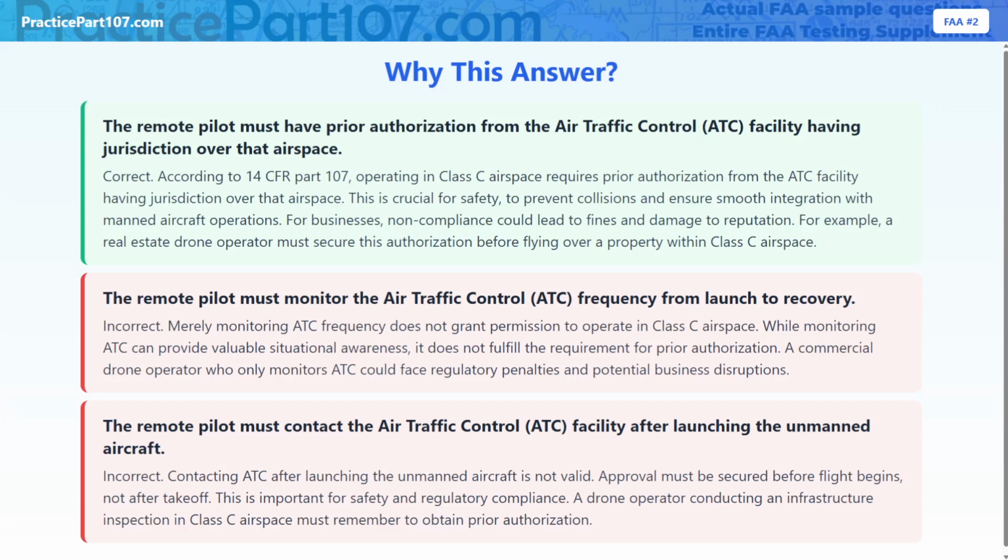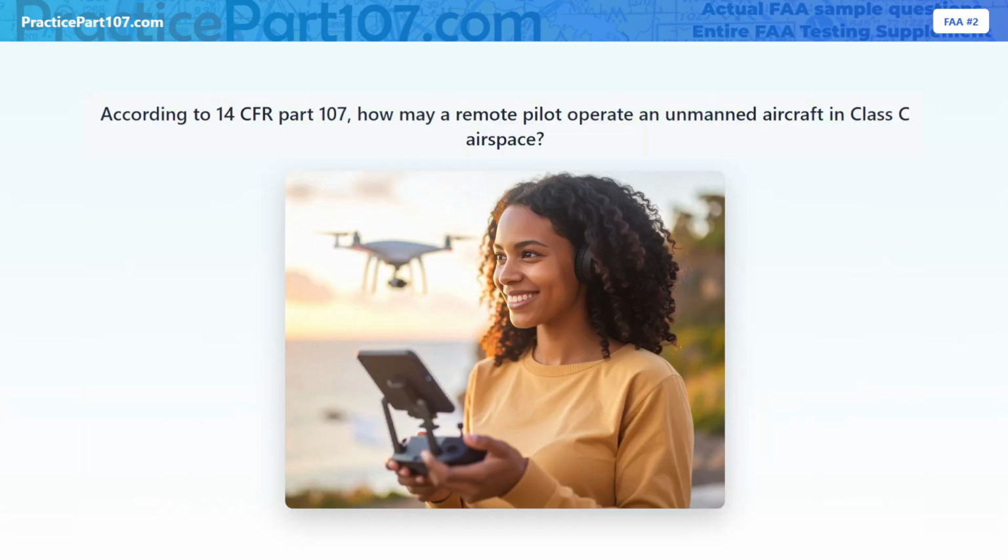So you might pause the video. This has some ideas here and reasoning. So the thing to remember is, again, whatever airspace you're trying to fly in, it requires prior authorization. And there is another question floating around in the official FAA questions that asks something similar. It asks, can you get authorization after you're flying? And the phrase always is prior authorization.